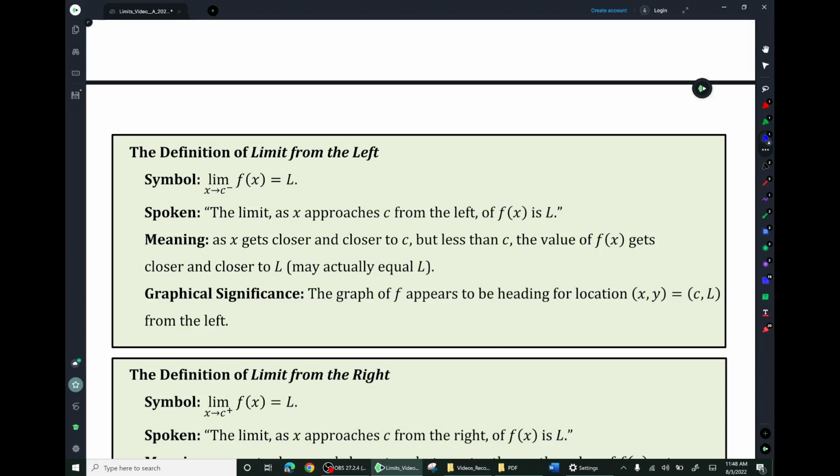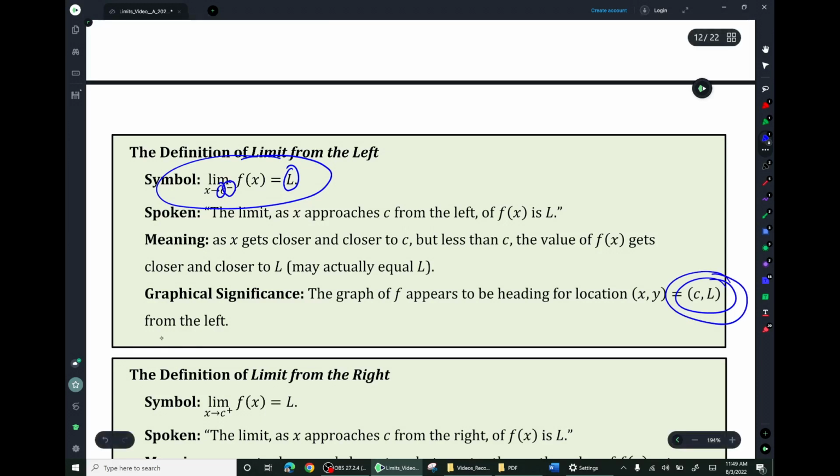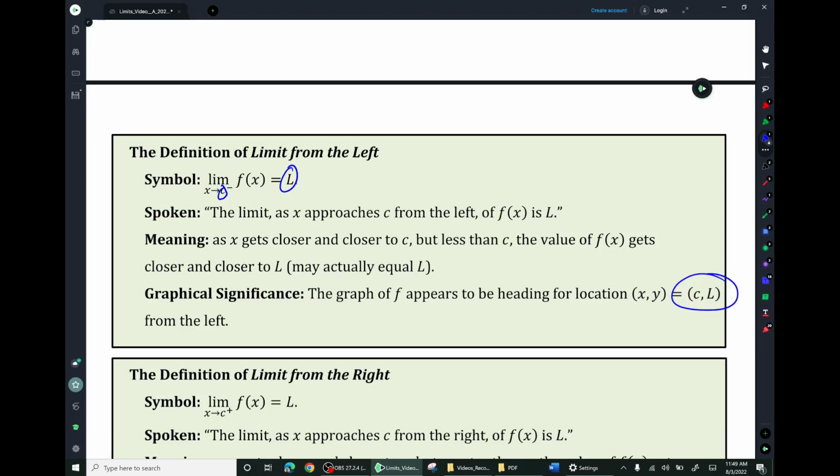So we see that this limit symbol for a limit from the left has this letter C and this letter L that show up as the x and y coordinates of a location that the graph is heading towards. The only change now is that we have this additional qualifier, the superscript minus sign, which indicates that the graph is heading for that location from the left. So you still pick out the C and the L from that symbol to build the xy coordinates for a location, but then you have the additional information that the graph is heading for that location from the left.